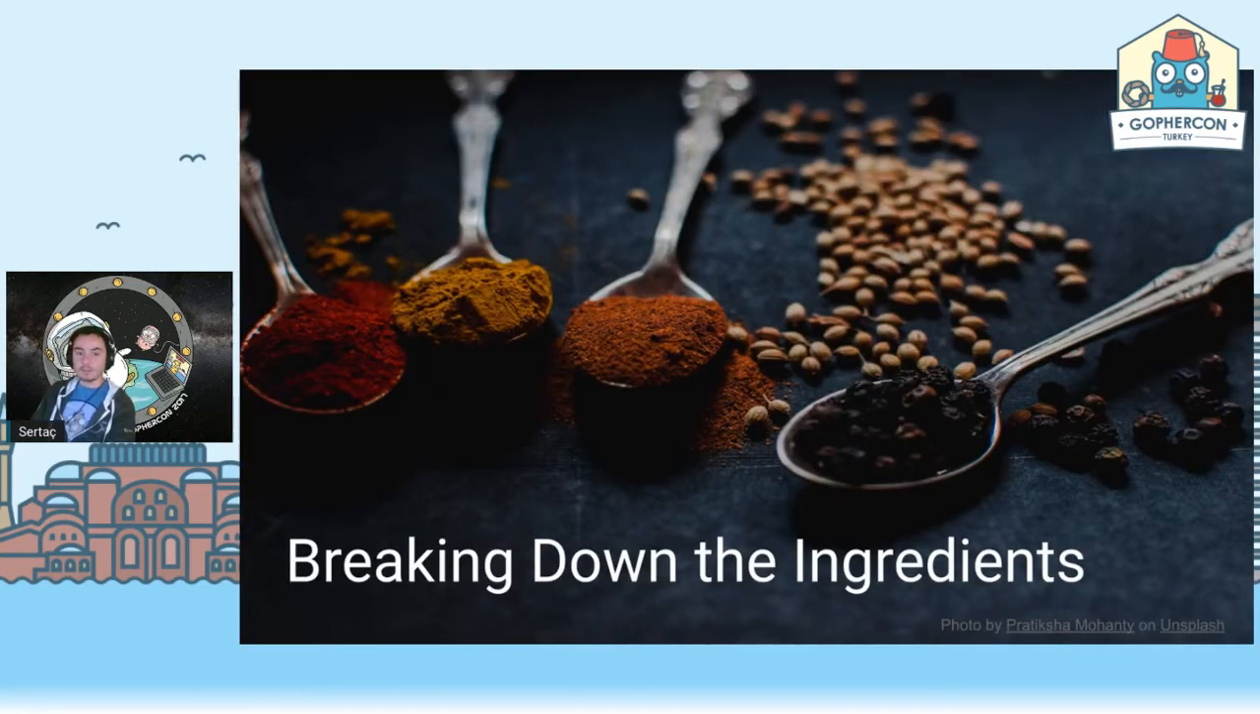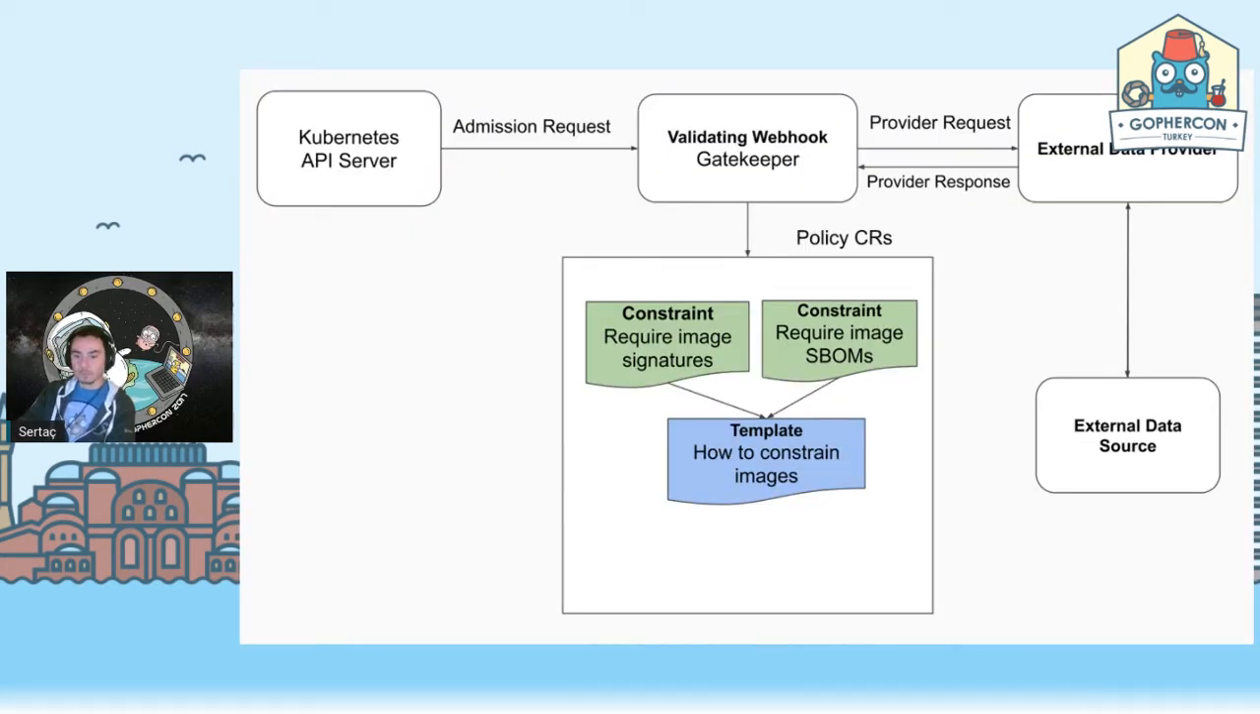Okay, so let's break down the ingredients and look at the architecture of Gatekeeper. I just changed the slide, but it looks like Google Slides did not get updated, so I will go through this one a little bit. Okay, cool. This one is basically showing the external data feature.